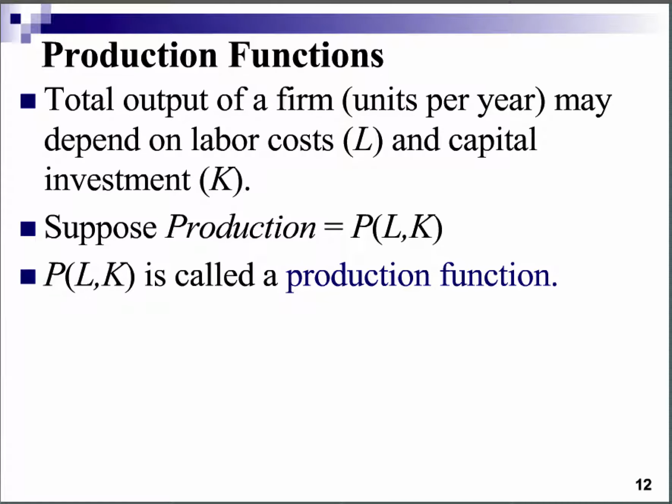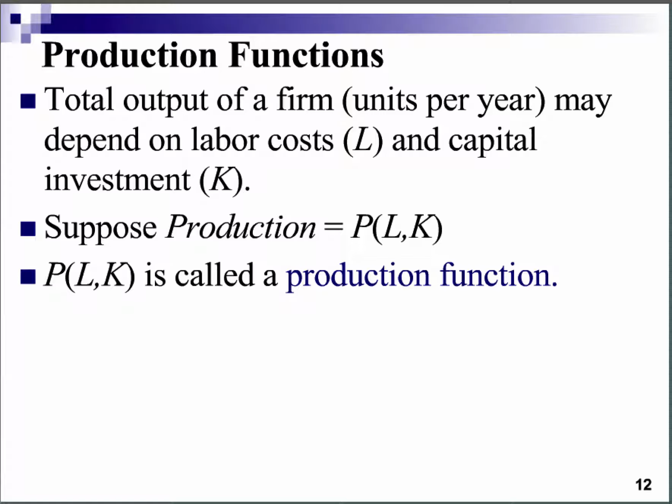So the next kind of example of a multivariable function that we'll look at is called a production function. So the idea is as follows. The total output of a firm may depend on labor costs and capital investments. So we'll build a production function, capital P, that depends on two variables. Capital L is labor and capital K is capital. Of course, we're not using capital C. That is used for cost, so we don't want to confuse that. So we call this the production function.